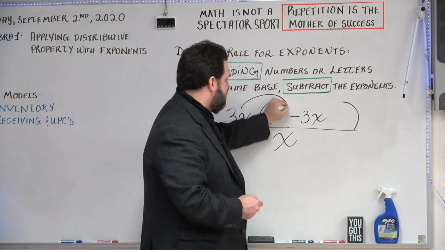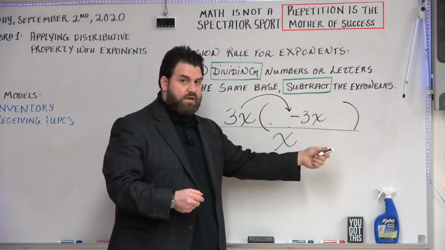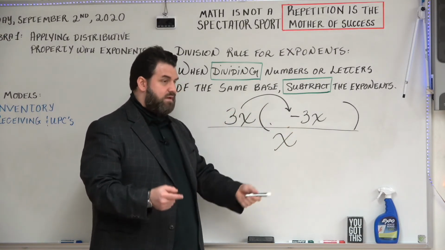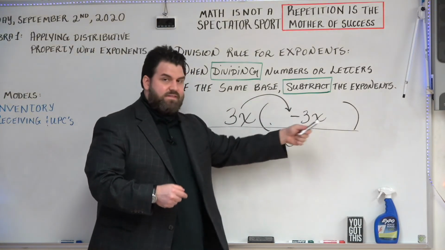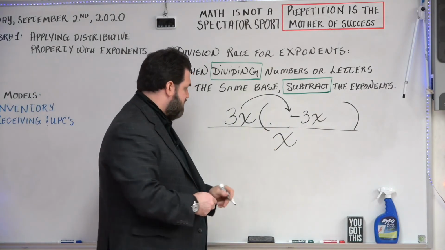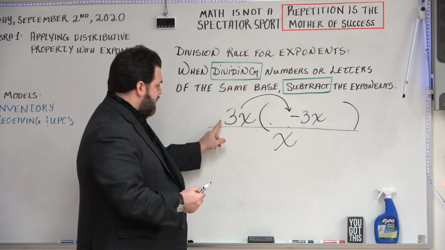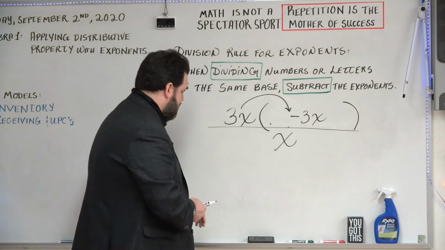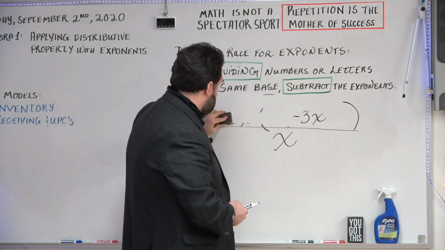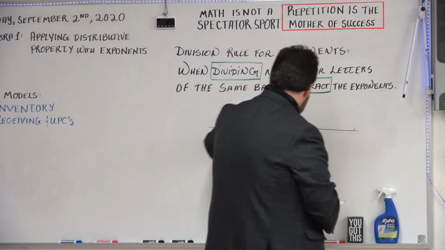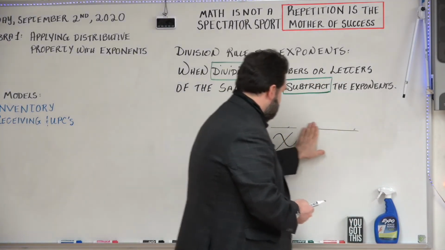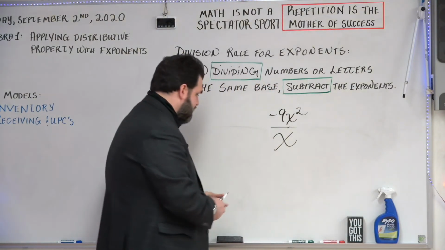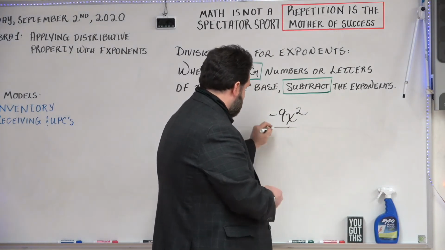Well, now I just have to multiply 3x times negative 3x. So 3 times 3 is 9. 3 times negative 3 is negative 9. X times x is x squared. Okay, we add the exponents. So, 3x times negative 3x would be negative 9x squared. All right? So up in the numerator, we just have negative 9x squared. Okay? And in the denominator, we just have an x.